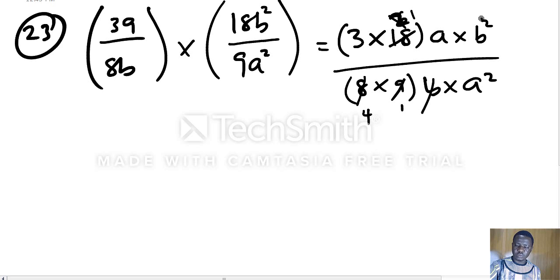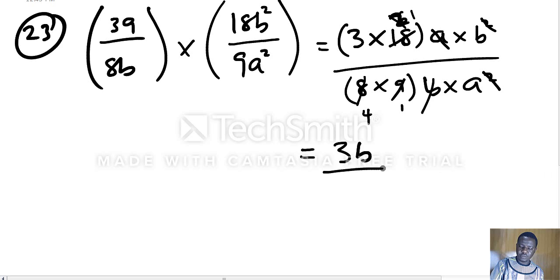One of these b will cancel one of the b's, that becomes b squared divided by b is b, a into a squared is a, so that this now becomes, at the numerator we have 3b divided by, at the denominator we have 4a. So this is your answer.